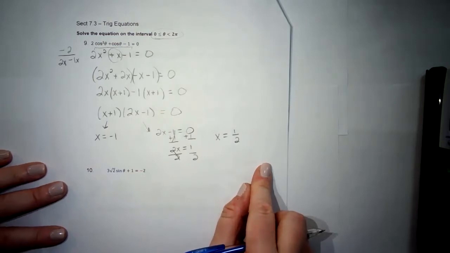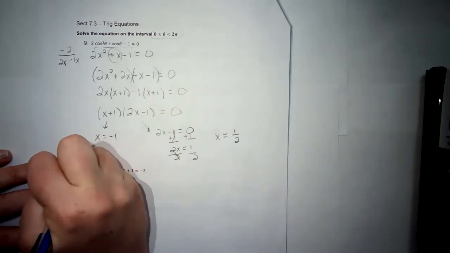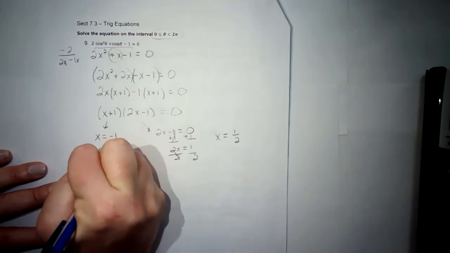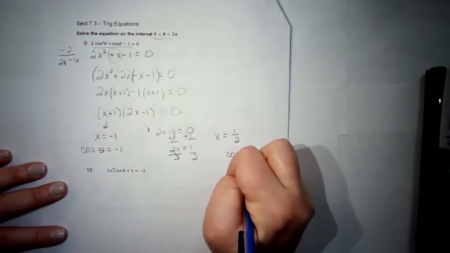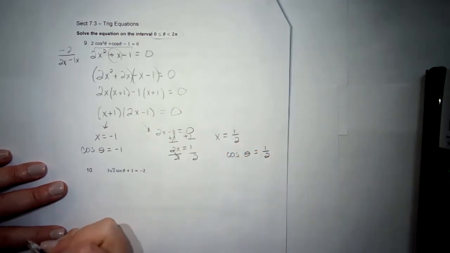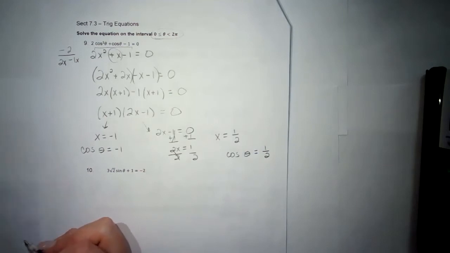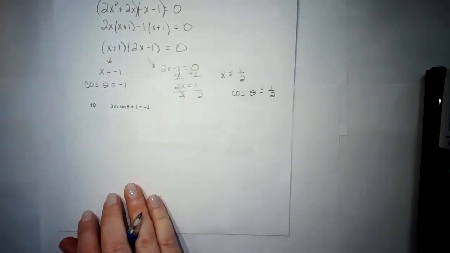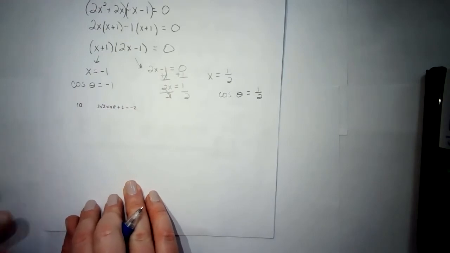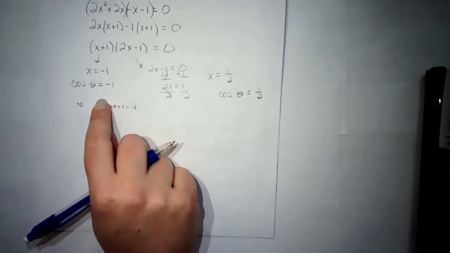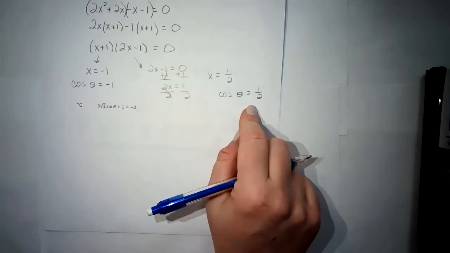I'm not done though, because I had substituted, right? I substituted x. So I now have to go back and say, actually, just kidding, cosine theta equals -1. And actually, cosine theta equals +1/2. What happens if we forget to do that? Well, you didn't solve the equation, so you'll get just a few little points. Now we're going to look at our unit circle and see where is cosine equal to -1, and where is cosine equal to 1/2?